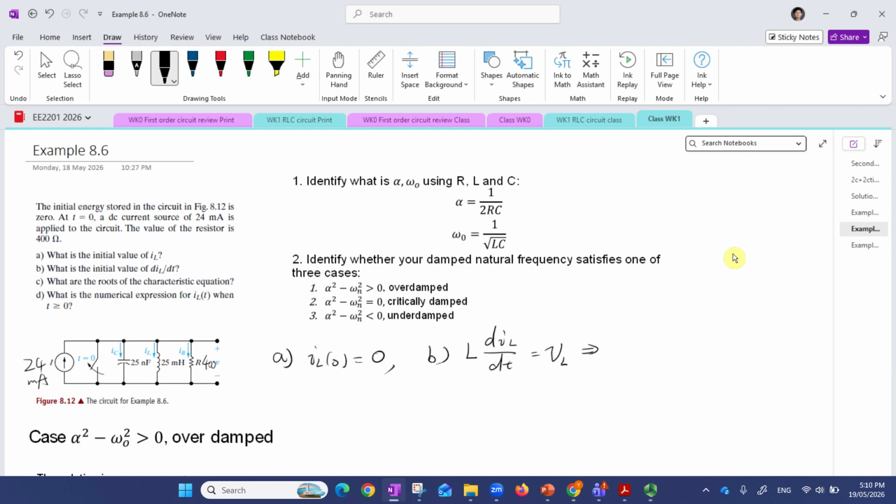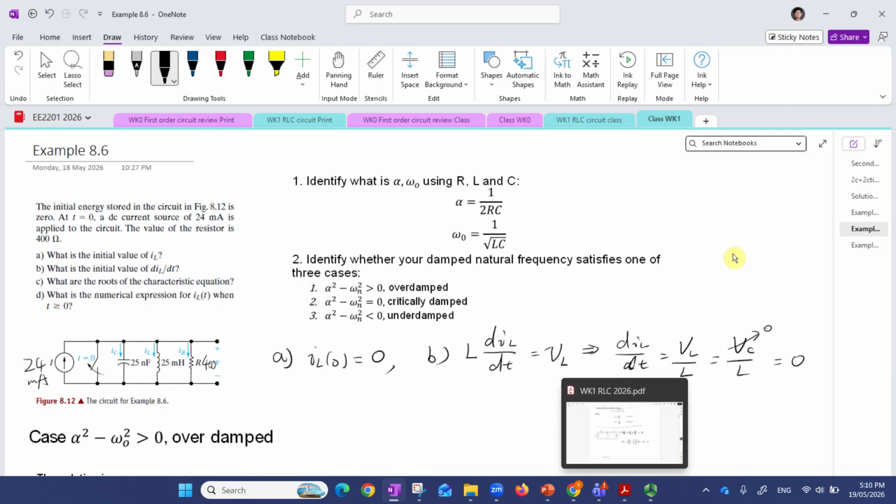So diL/dt is actually just equal to vL over L, which is also equal to vC over L. Because we know the capacitor doesn't have any energy initially, vC is 0, so everything is 0. Okay, so that's part B.